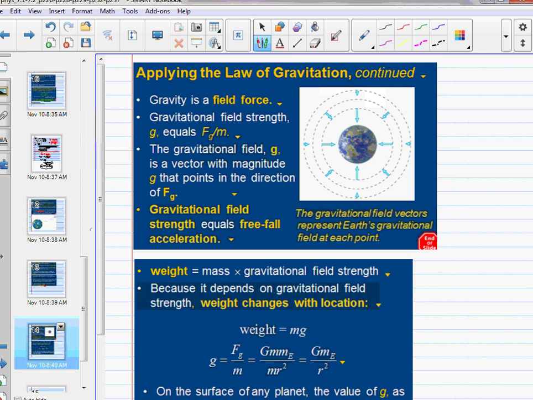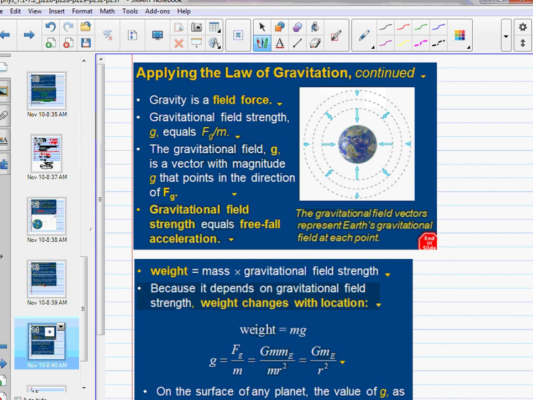We found Earth's mass. Now, gravity is a field force. What does that mean? It's not a contact force. Don't need contact. So as long as I am within a gravitational field, which just means any location where you feel that force, you're within the field. Gravitational field strength g, the strength of the gravitational field, is the same thing as the force of gravity divided by mass.